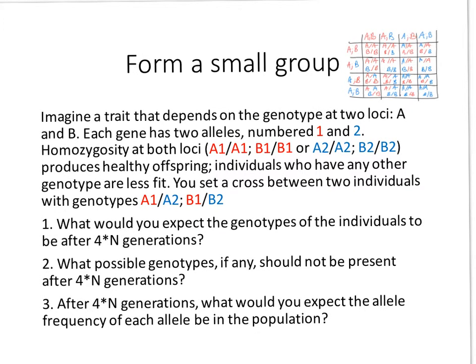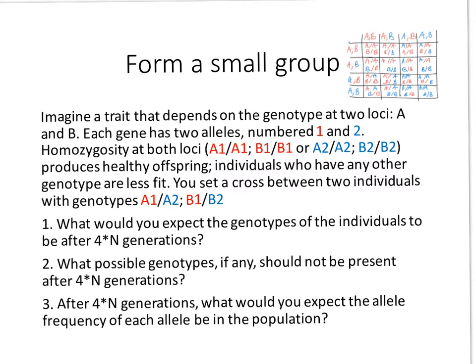Okay, so what sort of genotypes do you expect to see after basically a very large number of generations go by? Selection happens, allele frequencies change or don't. What are the genotypes you're going to expect to see in the population when selection is actively acting on these genotypes?